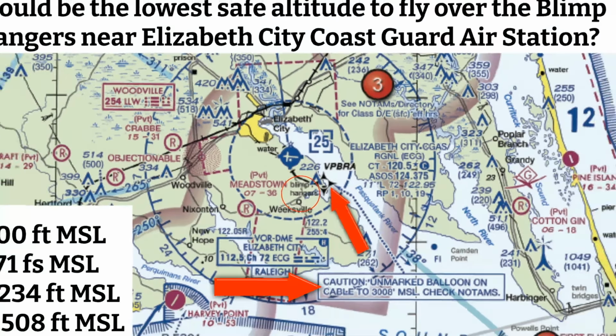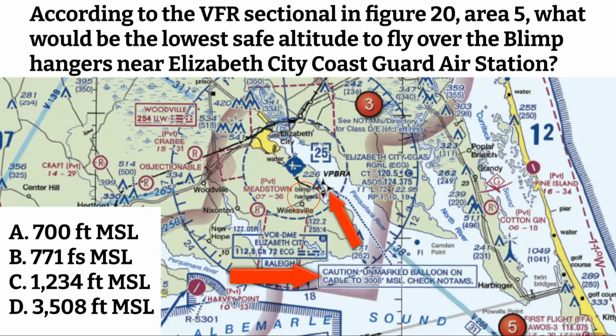Now, if this were me, I'd want to give myself a little bit of a safety buffer because I don't know exactly where these are or even how many of them there are. 500 feet above those balloons is a good starting point in a situation like this, so we can just add 500 to 3,008 feet to get 3,508 feet MSL.